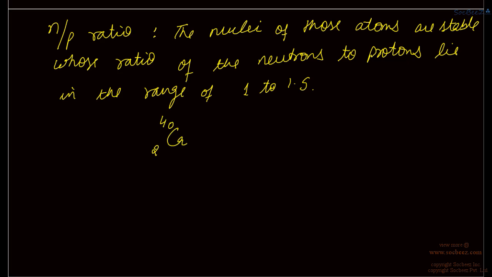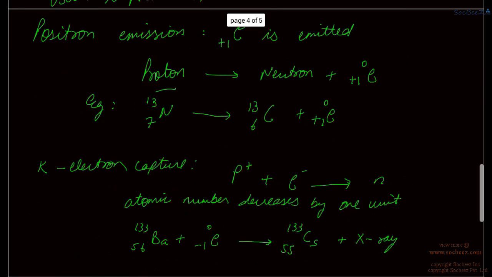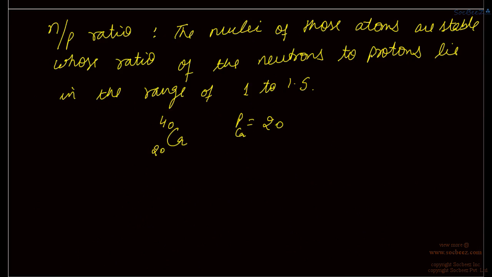It has atomic number 20 and mass number 40. Therefore the number of protons in calcium is 20 and the number of neutrons is 20. Therefore N upon P equals 1.